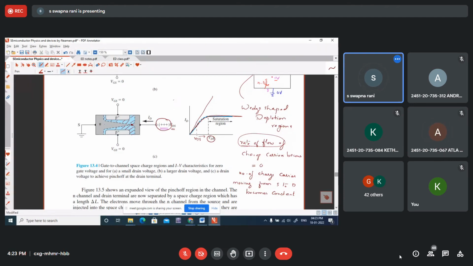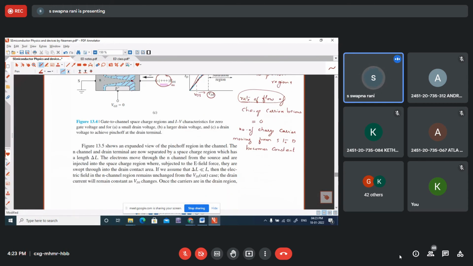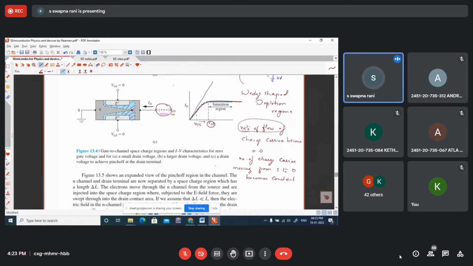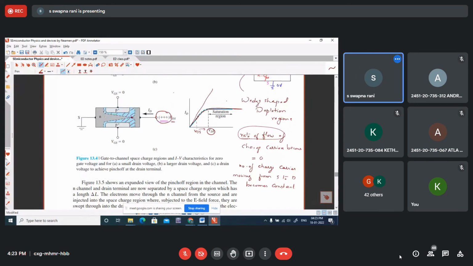So current gets saturated. This is very, very important, a direct question for 10 marks. That is why I'm explaining very slowly. So current gets saturated.